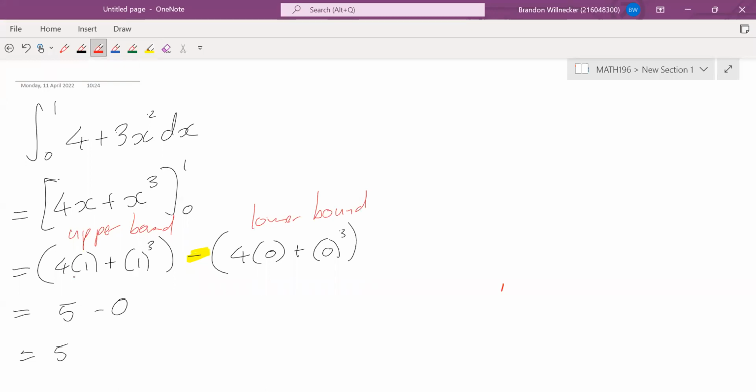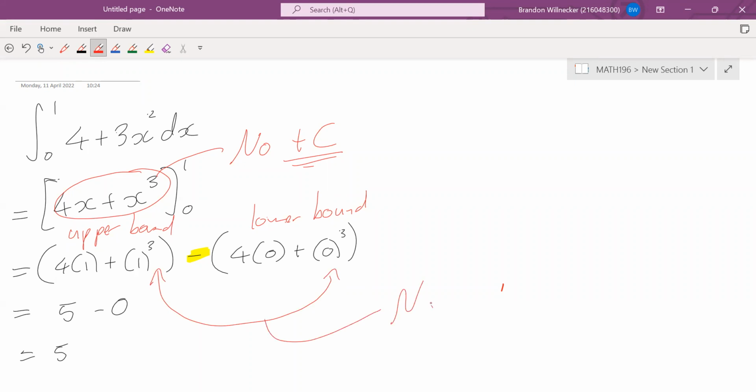Okay, we write 4 times 1 plus 1 cubed. There's no plus c mentioned anywhere in this antiderivative here, no plus c. Okay, for definite integrals, we take c to be 0. So don't even write it down. It's just 4x plus x cubed. You leave it like that when you're evaluating it here and here, again, no plus c.